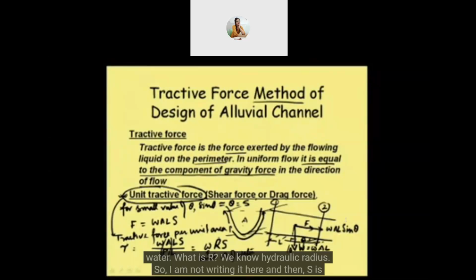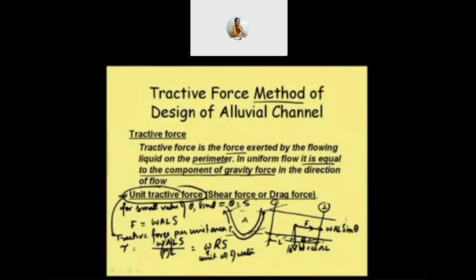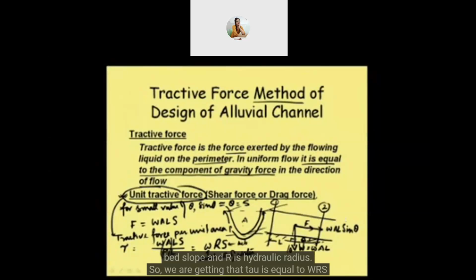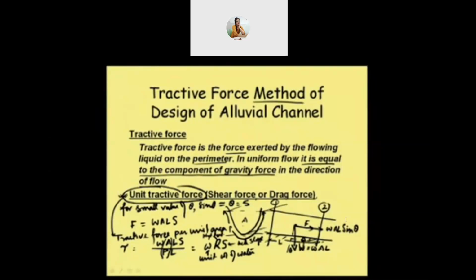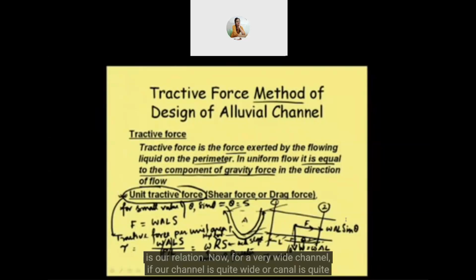What is R? We know, hydraulic radius, so I'm not writing it here. And S is bed slope, and R is hydraulic radius. So we are getting that tau is equal to WRS as our relation.